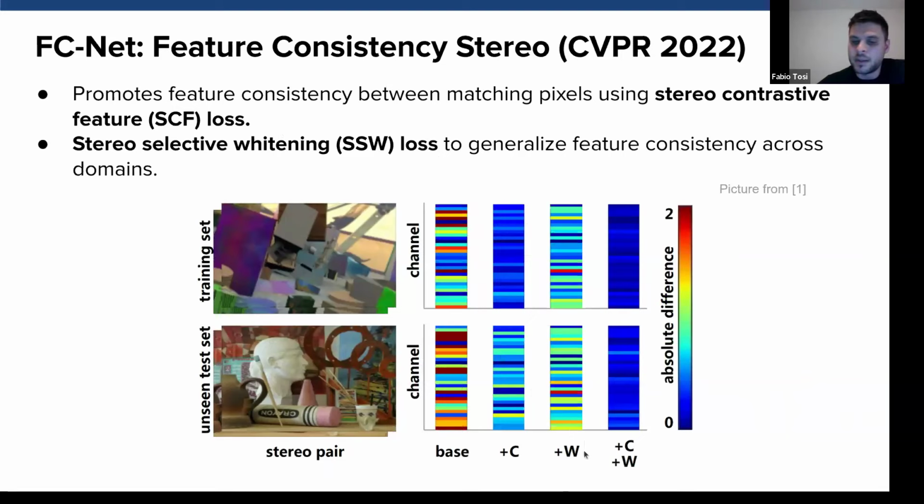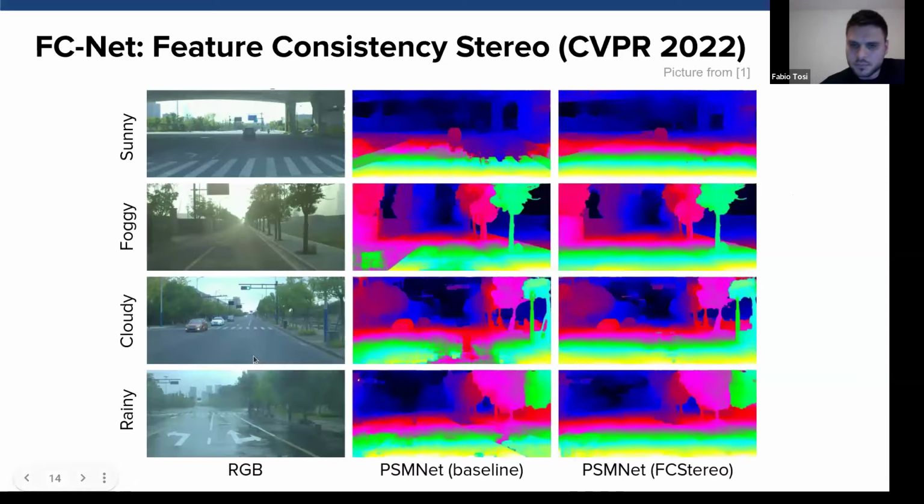By applying the whitening loss alone, the problem still persists both in the training set and the test set. Instead, if they apply both together, the contrastive feature loss and the selective whitening loss, we can notice that the feature consistency between feature vectors in the left and right images is preserved in both the training set and the test set.